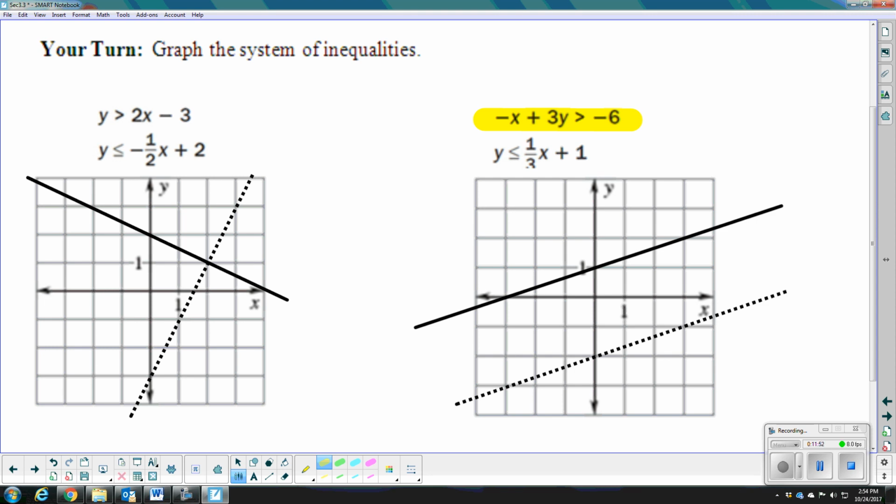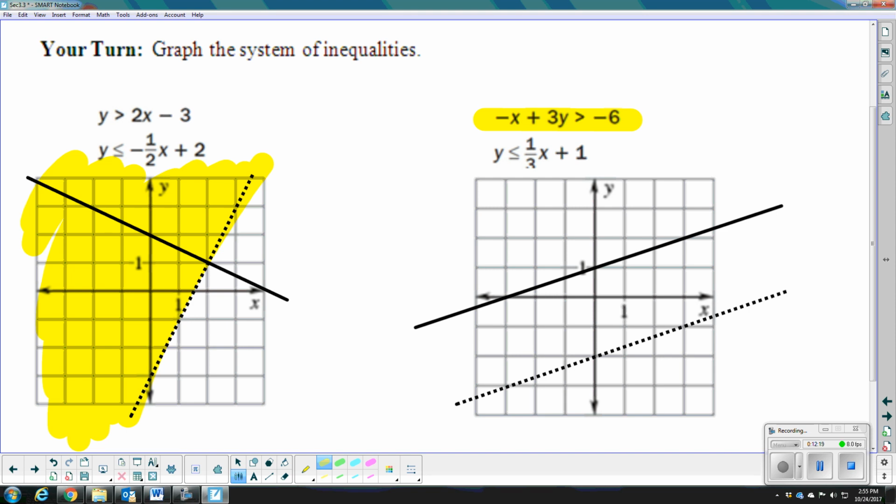Okay, so let's look at the first example. y is greater than 2x minus 3. Did you shade the left side or the right side? Left. First example, to the left. Yes, you should have shaded this left side. Okay, for the second one, y is less than -1/2 x plus 2.